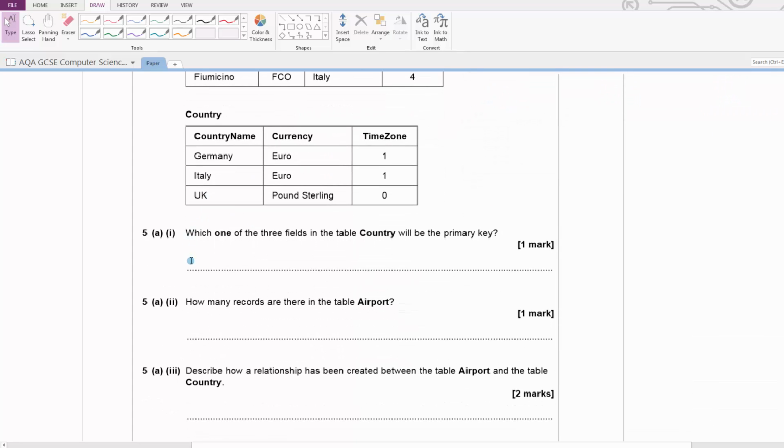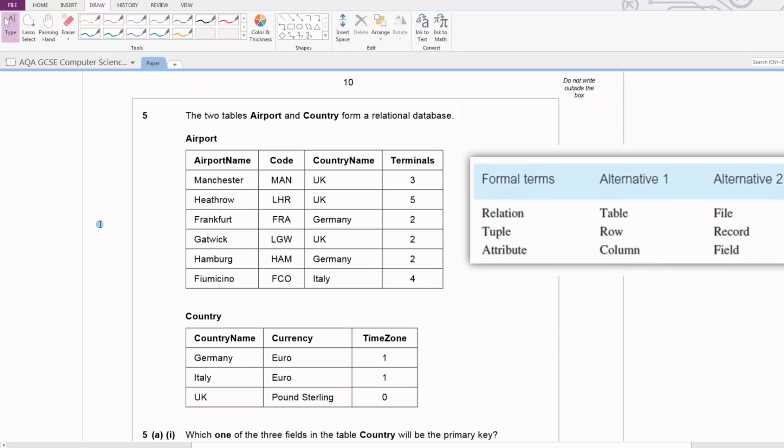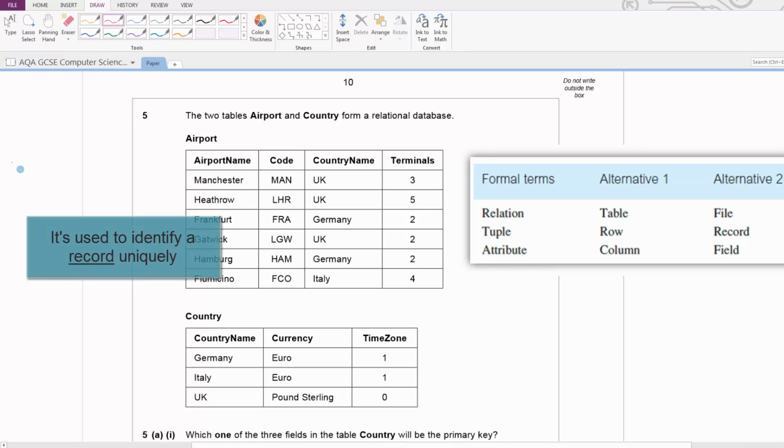So which one of the 3 fields in the table country will be the primary key? A primary key is something that's used to identify a table, and we can then link it to another table with a foreign key in that table. So a primary key has to be unique.